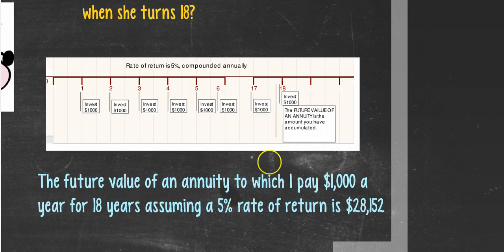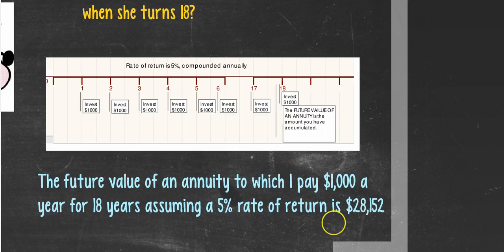The future value of an annuity to which I pay $1,000 a year for 18 years, assuming a 5% rate of return, is $28,152. So let's talk the talk correctly. When we're dealing with an annuity, we have to say how much the payment is each year. We have to say how long the payments go on. We have to say what the rate of return is.